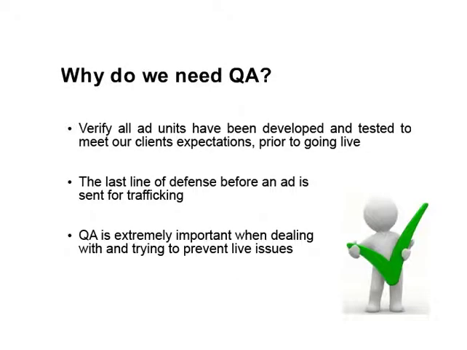Essentially, the quality assurance process allows DoubleClick to verify that all ads have been developed and tested to meet the client's expectations prior to going live. This is often the last line of defense before an ad is sent for trafficking. By learning DoubleClick's step-by-step guidelines for QA, you will be able to efficiently develop and traffic your creatives, saving advertisers time and money.